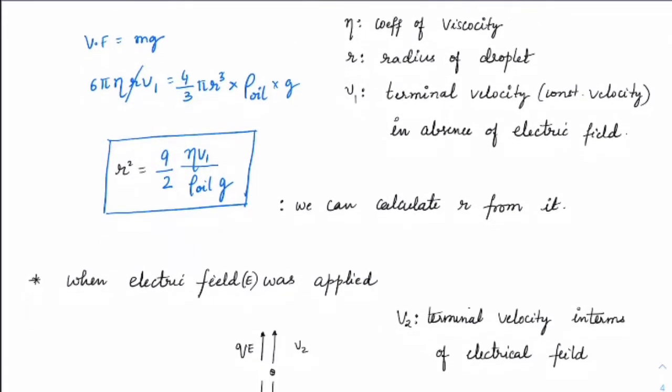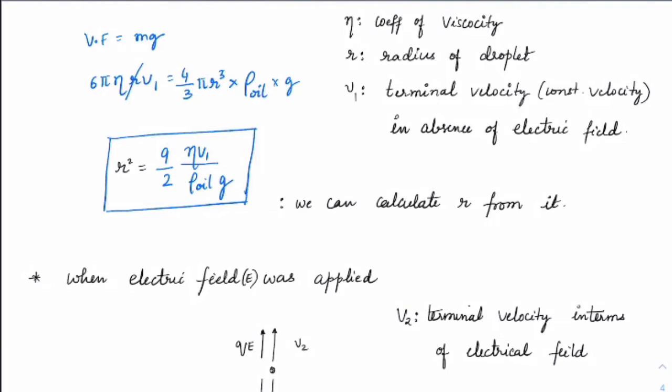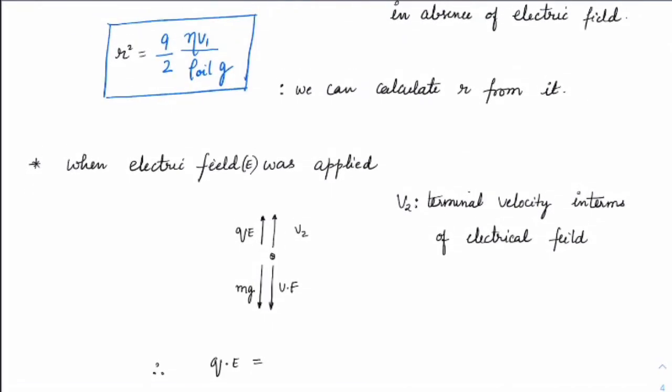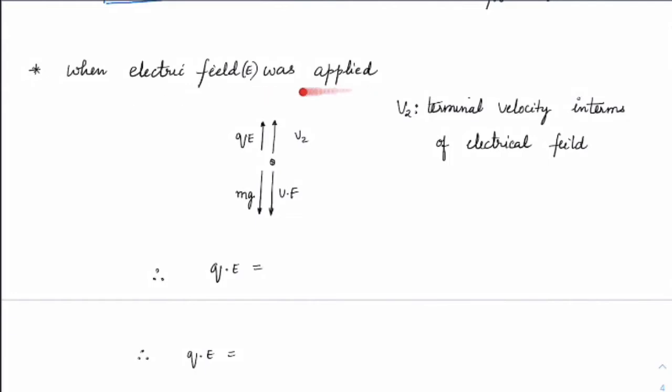This could be directly asked in the exam, so you should be able to derive how to calculate that r. So we would be able to calculate the radius of the oil droplet from here, and once we get that, now we apply the electrical field.